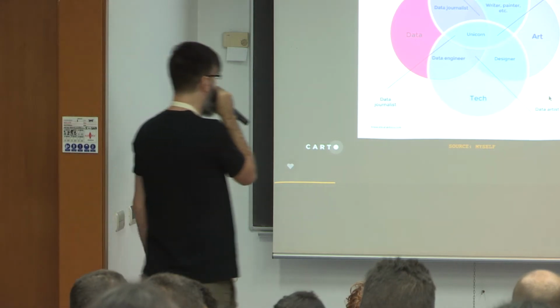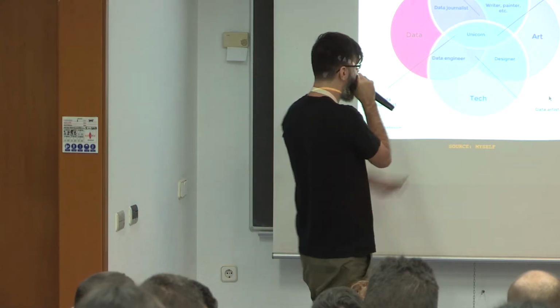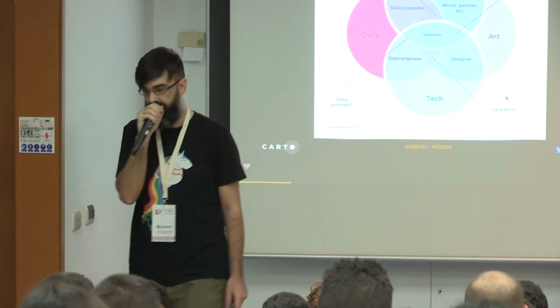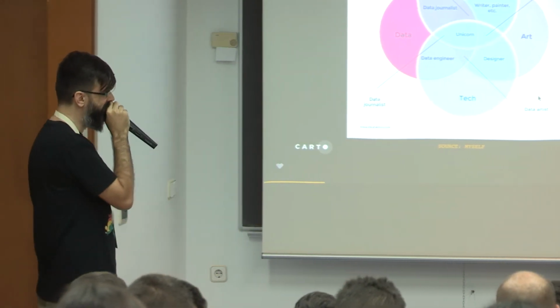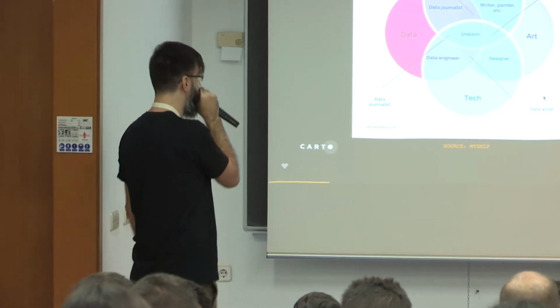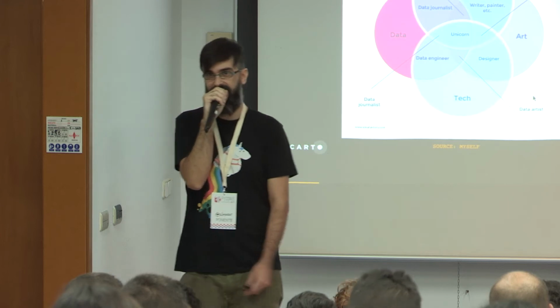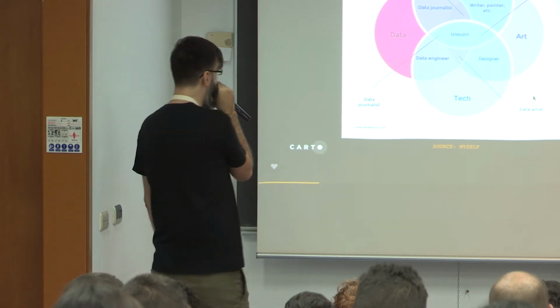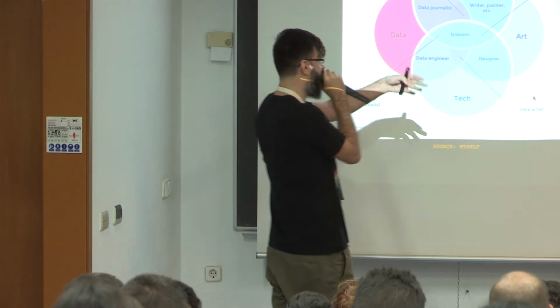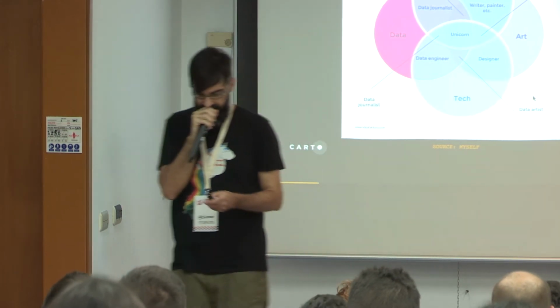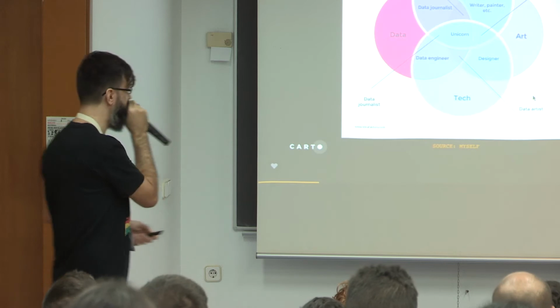And in the intersection of these four circles, I don't know if you see it, there is a unicorn, because it does not exist. I mean, it's impossible. Basically, it's very complicated having that role. But the intersection of art with any of the other three, that could be a good example of data artist.